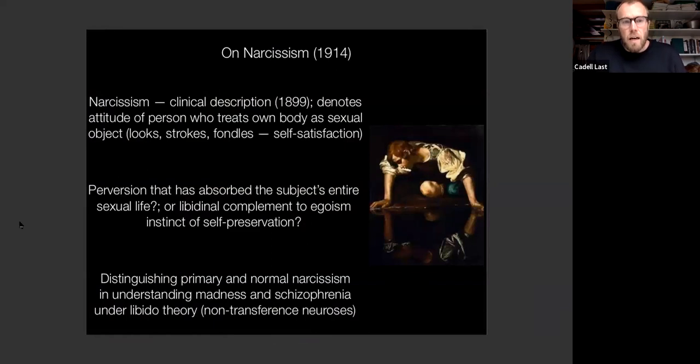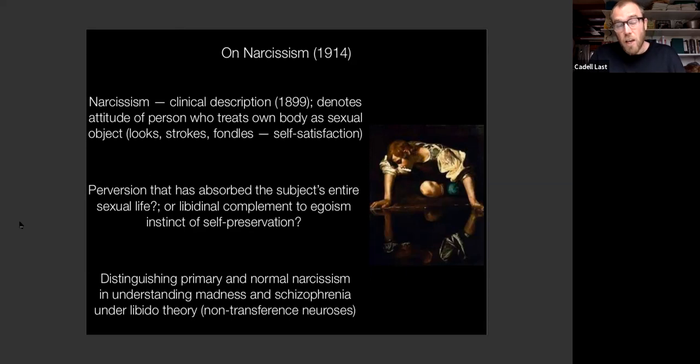So specifically, he starts with the conventional or clinical description of narcissism, denoting an attitude of a person who treats his own body as a sexual object, looks, strokes, fondles, and gets complete satisfaction from one's own body. Freud then entertains the possibility, and this is a challenge to the conventional notion of narcissism, that narcissism may not be a perversion that has absorbed the entire subject's sexual life, but could actually be a libidinal complement to egoism and the instinct of self-preservation. So already we see that Freud here is playing with the idea that narcissism is a libidinal complement to the transference neuroses.